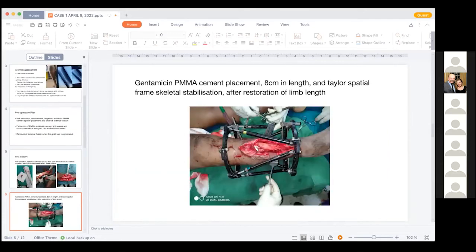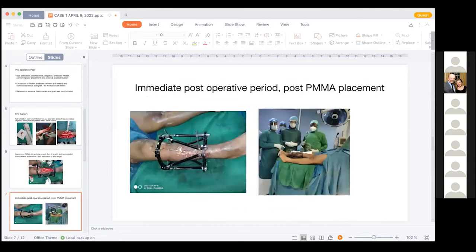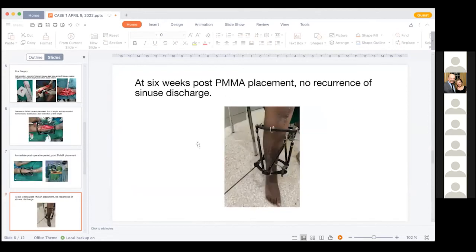So the void in the tibia was filled with an antibiotic PMMA cement. And as you can see, that was able to close the void. And then we stabilized the tibia with a Taylor Spatial Frame. The skin was opposed at the surgery. We were able to achieve skin opposition. And then, as you can see, the leg appeared stable.